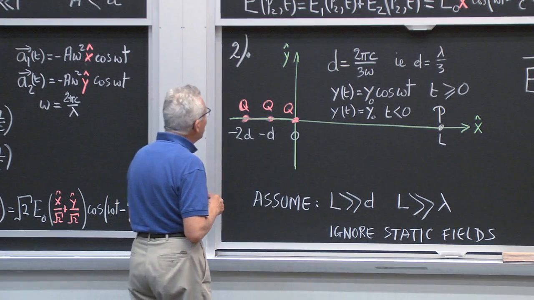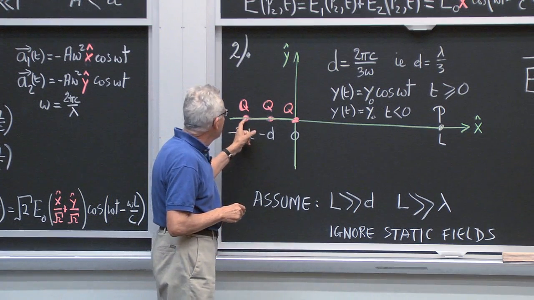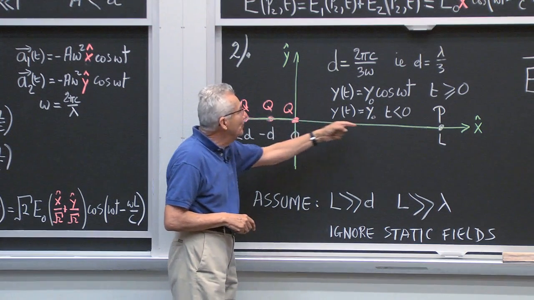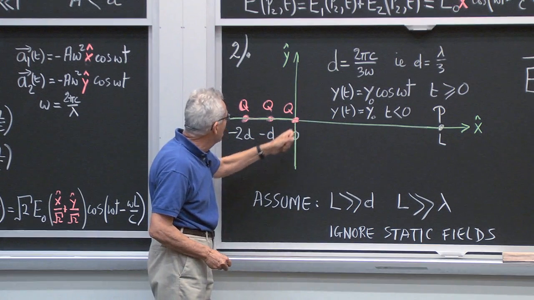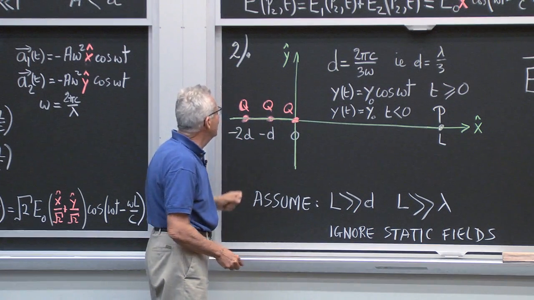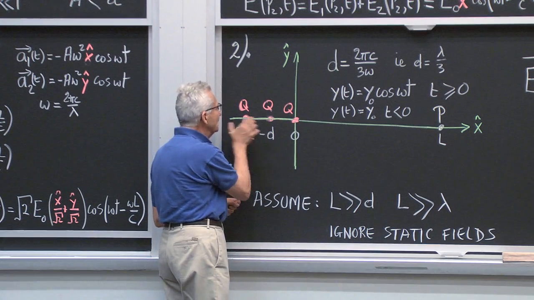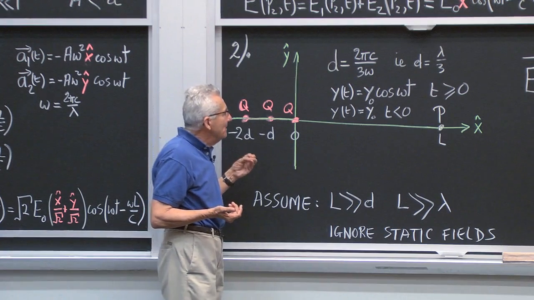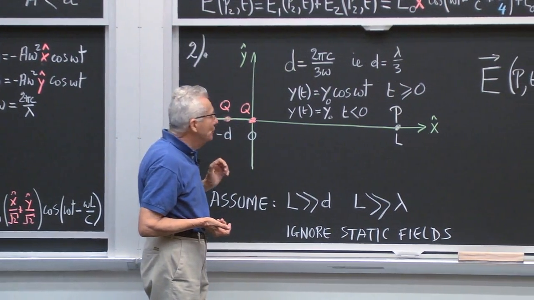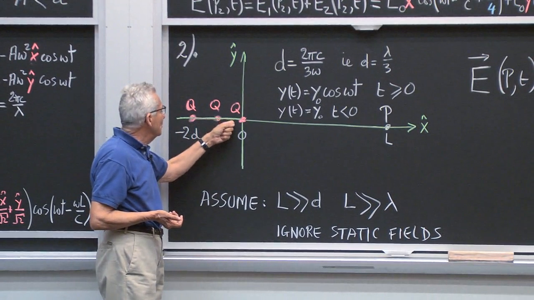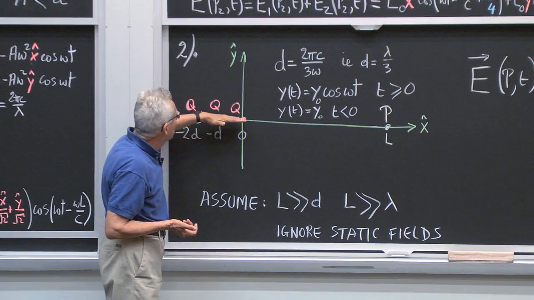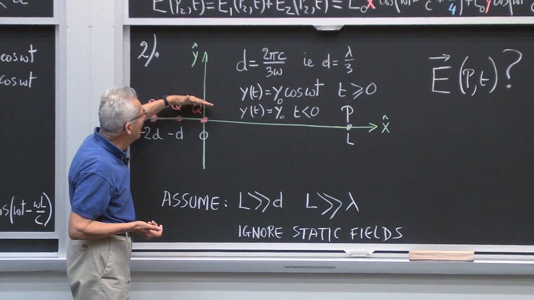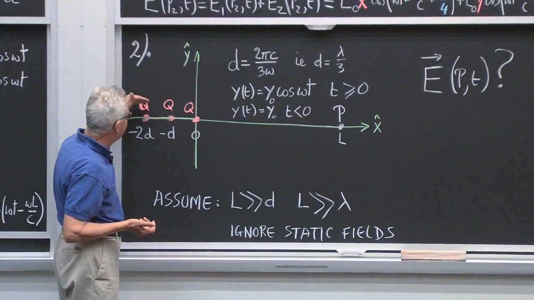So the problem now is the following. I have three charges, each of the same magnitude. They're located along the x-axis at position 0, minus d, and minus 2d. So these distances are the same, each distance d. And what the problem is, up to t equals 0, these three charges are displaced from equilibrium at y0, so at the height y0 here.